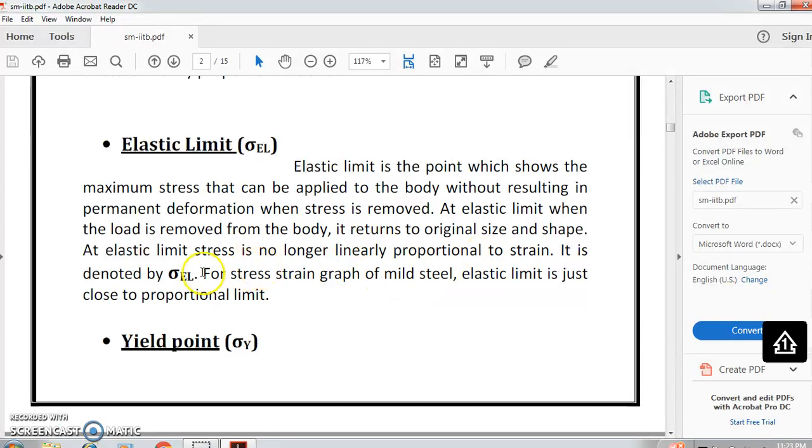It is denoted by sigma EL. At this point, the corresponding stress is the elastic limit stress. For the stress strain diagram of mild steel, the elastic limit is very close to the proportional limit.